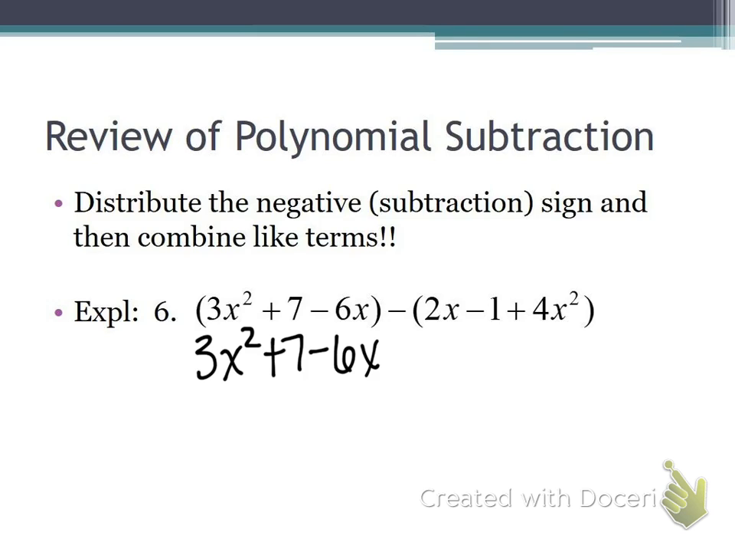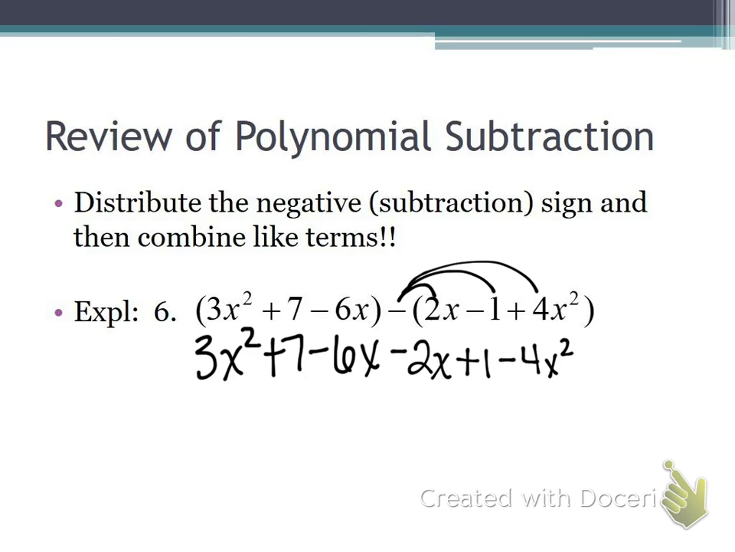I'm going to distribute this subtraction sign in the middle to the whole second set of parentheses. So essentially that means all of my signs are going to change. So instead of a positive 2x, this just becomes a minus 2x or negative 2x. Instead of a minus 1, we're going to have plus 1. Instead of plus 4x squared, we would have minus 4x squared. We distribute that minus sign to the second set of parentheses.